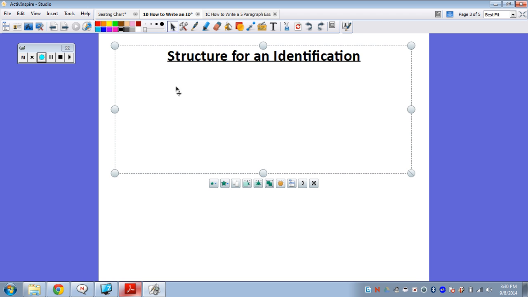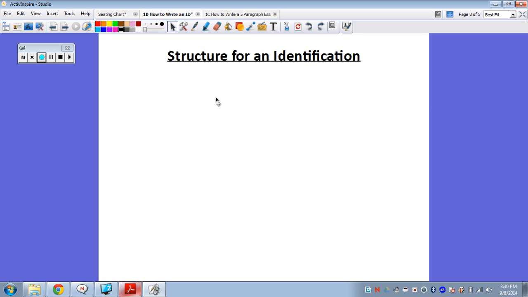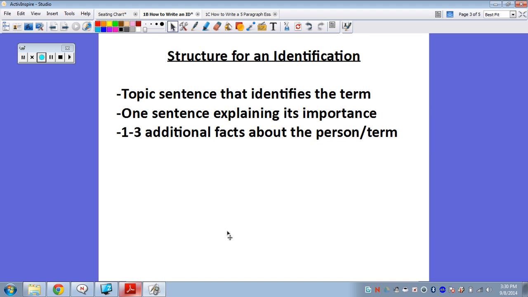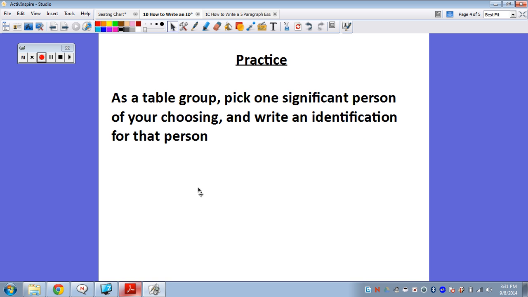Basic structure: we're going to have a topic sentence that identifies the term, 1 sentence explaining its importance, and then 1 to 3 additional facts about the person or term, key things that you happen to know. Very simple again. Alright, practice.